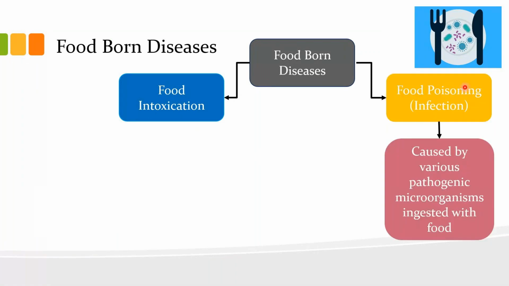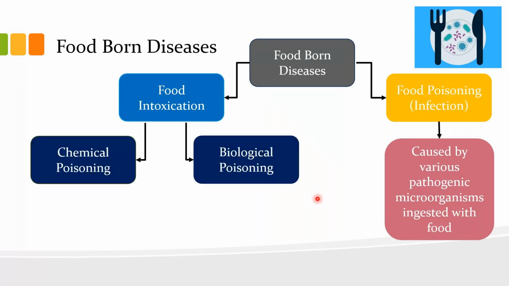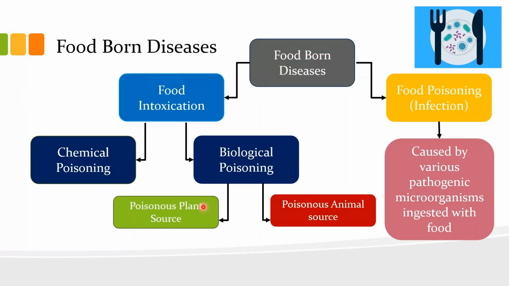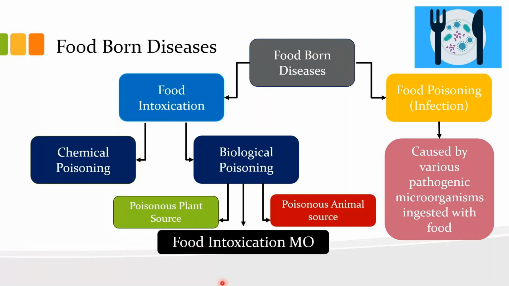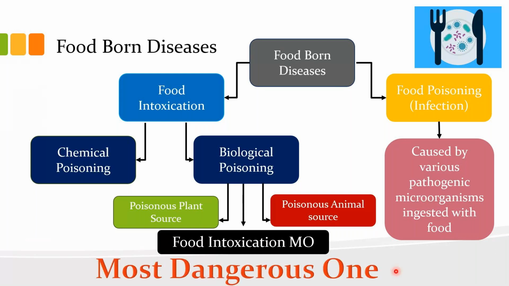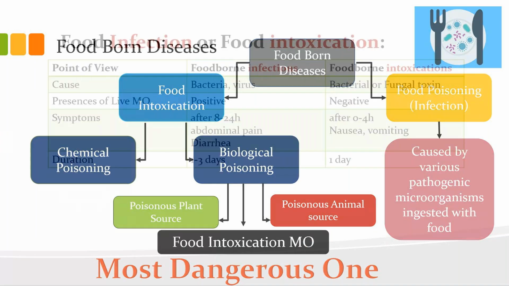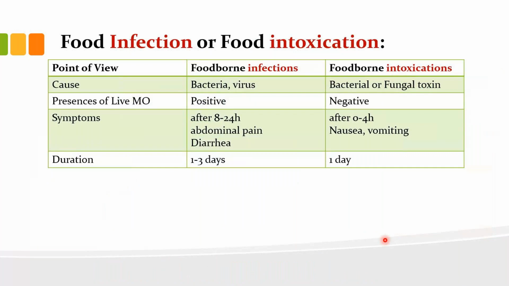Food poisoning is caused by a variety of pathogens ingested with the food itself. But food intoxication is either biological or chemical poisoning, so it is just a poison ingested with the food. The biological one may be from an animal source or plant source, and the food intoxication by microorganisms is considered the most dangerous one due to the mycotoxins of microorganisms.